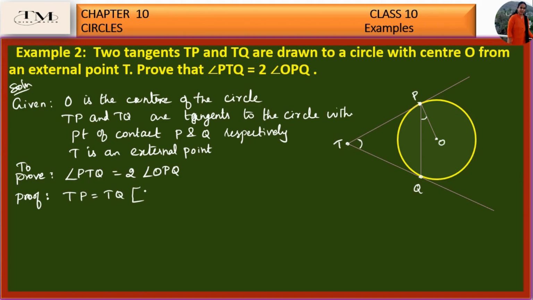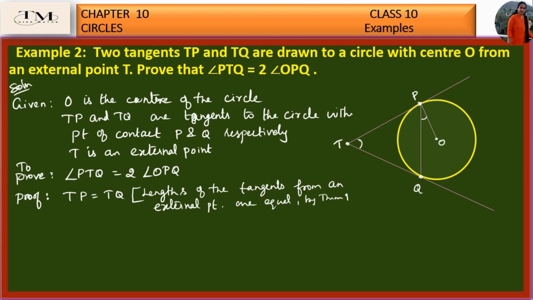The reason is lengths of the tangents from an external point are equal. This is by theorem 10.2. Okay, so TP is equal to TQ.